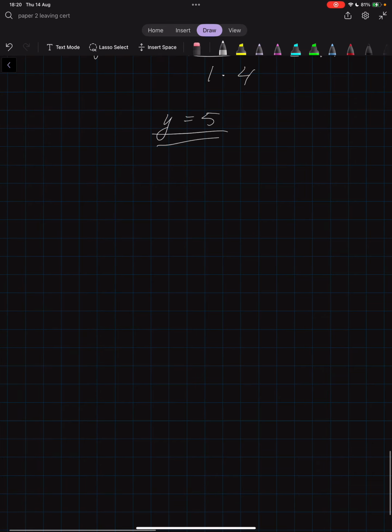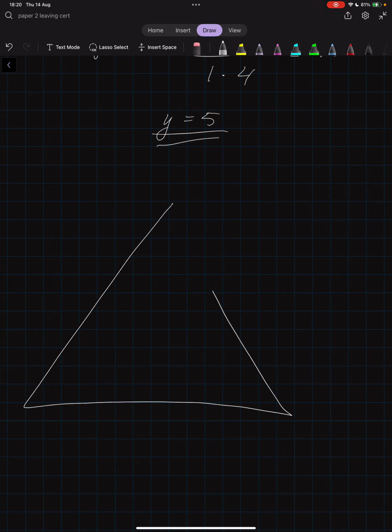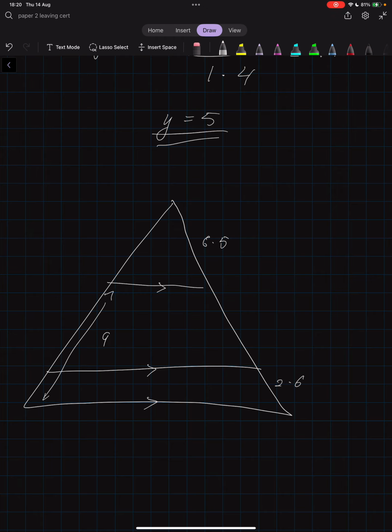So this one, we have this is parallel to this is parallel to this. So this is 6.5. This is 2.6. This whole thing in here is 9. And this whole thing here is 12. And basically the first thing I want you to do is to find BD. So BD is just this side here. So I'm going to call it X.